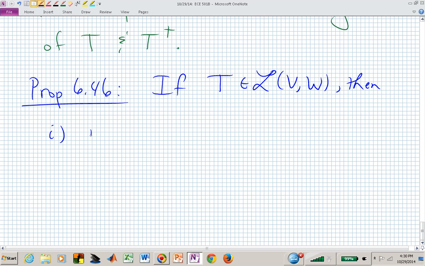The null space of the adjoint map, T dagger, is actually equal to the orthogonal complement of the range of T, or the range of T perp. So if you know something about the null space of the adjoint map, now you know the vectors that are in the orthogonal complement of the range of T. Those are equal.